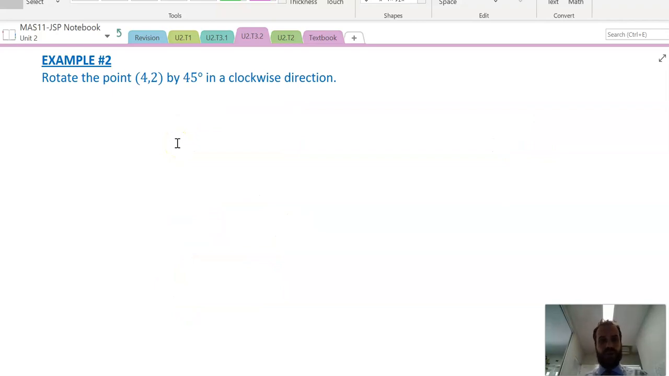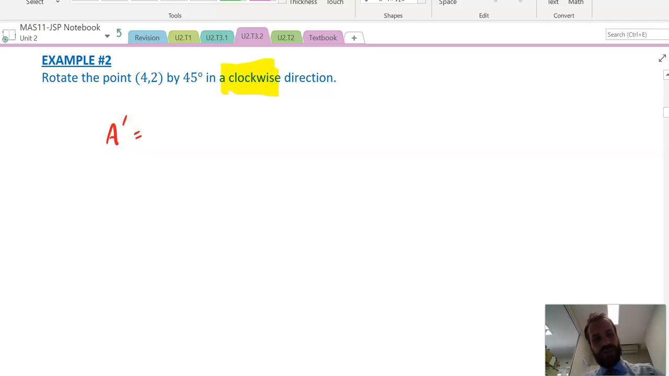Now, here's a second example. We're going to rotate the point (4, 2) by 45 degrees in a clockwise direction. Now that's important information because we've been doing everything anti-clockwise. Okay, so we're going to say that the image matrix is equal to the rotation matrix, let's call it R, multiplied by the original point.